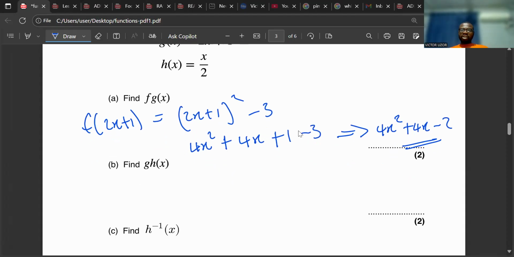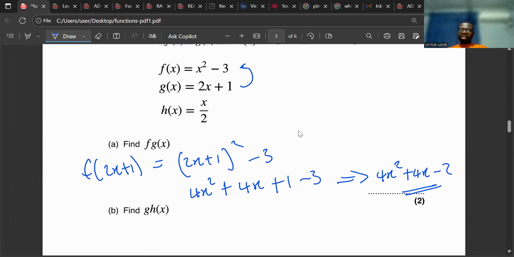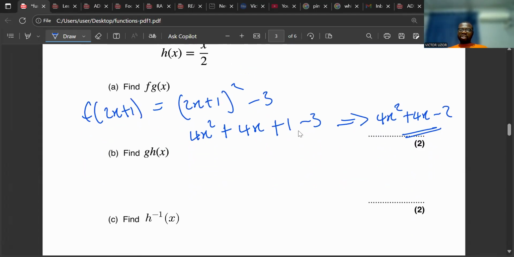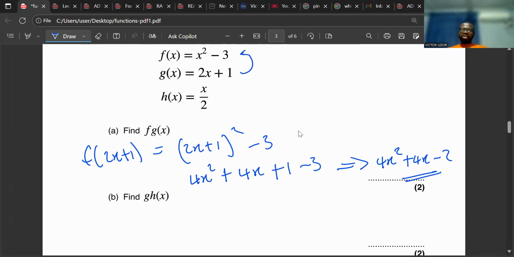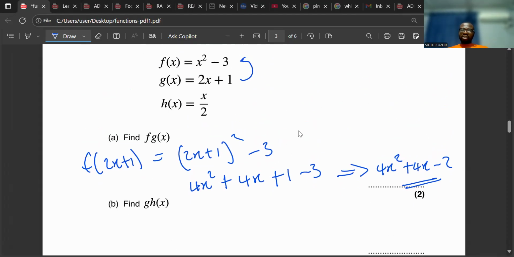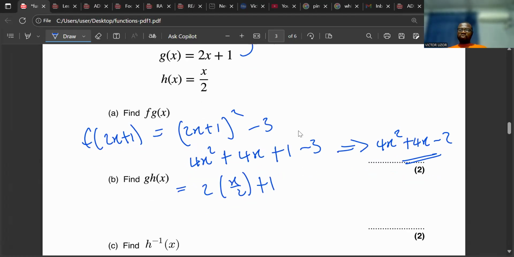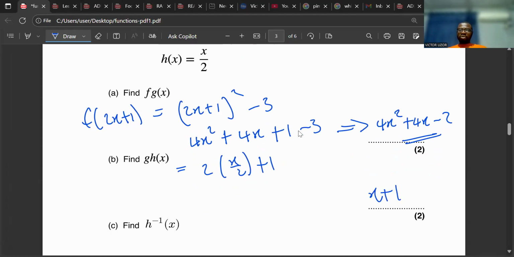So g h of x, they want you to put h of x inside g. You do the same thing again. So if you are to put h of x in g, it's going to be 2 in bracket x over 2 plus 1, which will give you x plus 1.